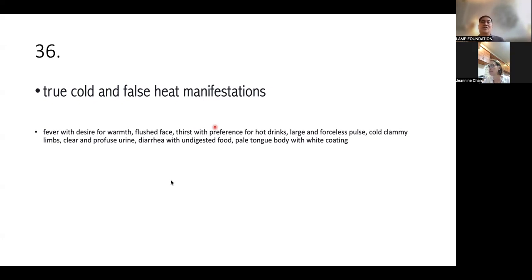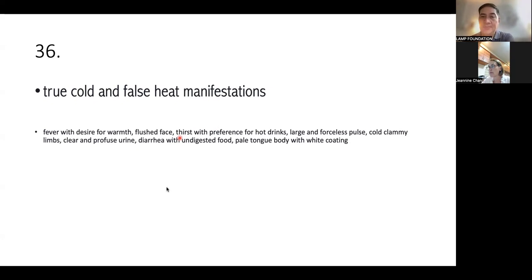Next, what is the pathogenesis of true cold, false heat? So again, where do you look if you want to know if it's really true cold, false heat? What is our basis? The tongue, right? Now let's talk about the pathogenesis. What happens here? How does the pattern develop?